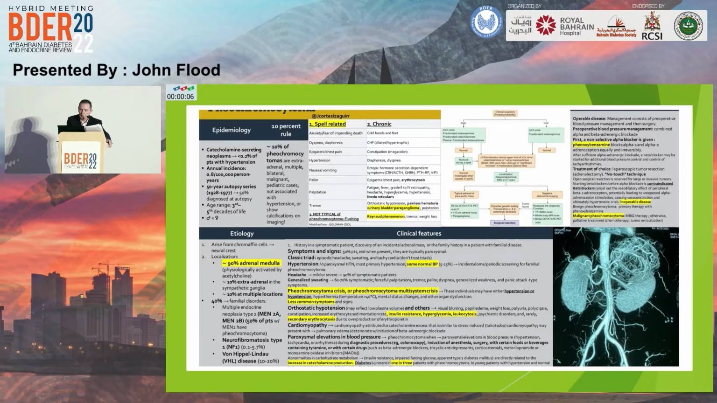Now pheochromocytoma is a different story. Cons won't kill you immediately, but certainly pheos will. As I said, describing Prof. Naji's talk tomorrow, incidental-omas, 60% of pheos are now picked up incidentally, where people have a scan for staging of cancer, diverticular disease, and so on. In other words, they're a silent killer just waiting to kill you, basically.